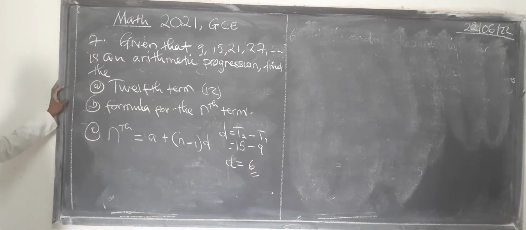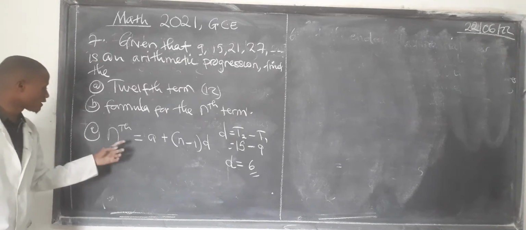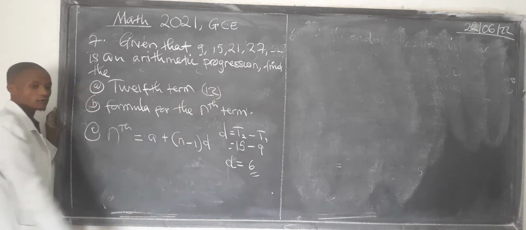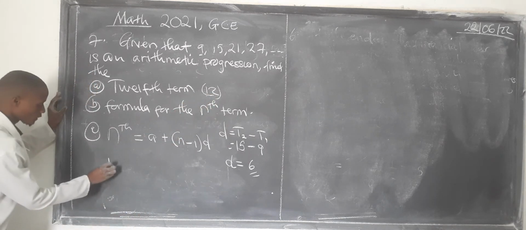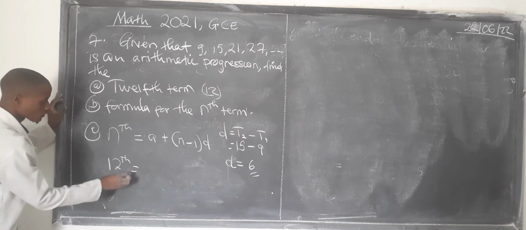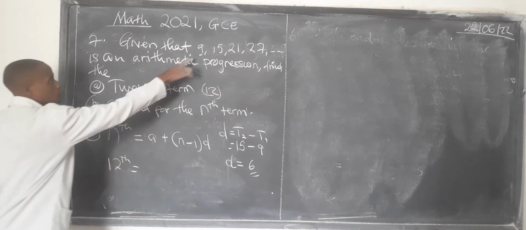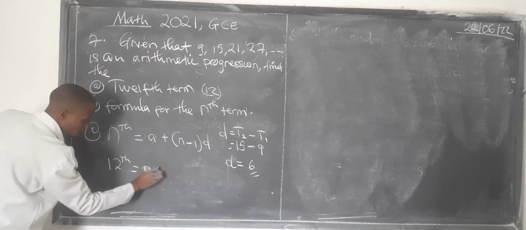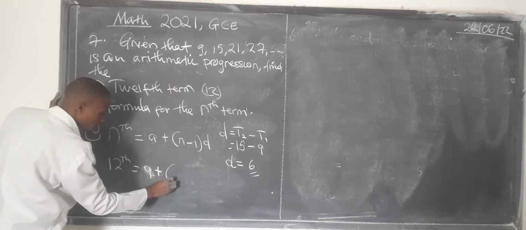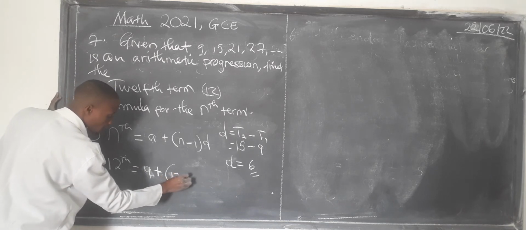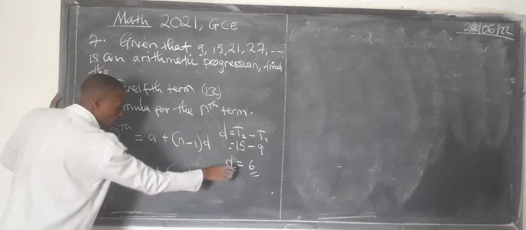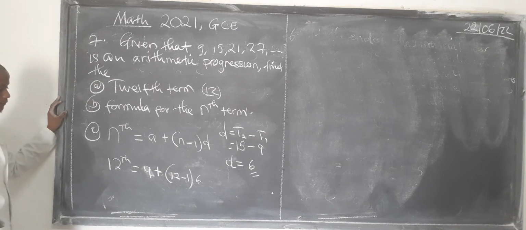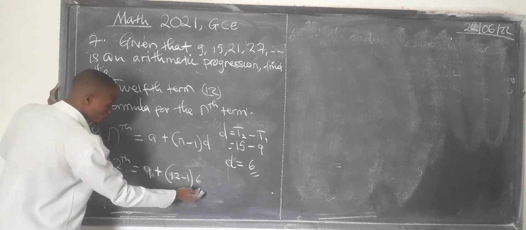Now, since we have the common difference, we can go ahead to find the 12th term, which means while there is n, we'll be putting this number which they want us to find. So the 12th term is equals to a is the first term, which is 9. So we have 9 plus open bracket n is again 12 minus 1, then multiplied by the common difference, which is 6.